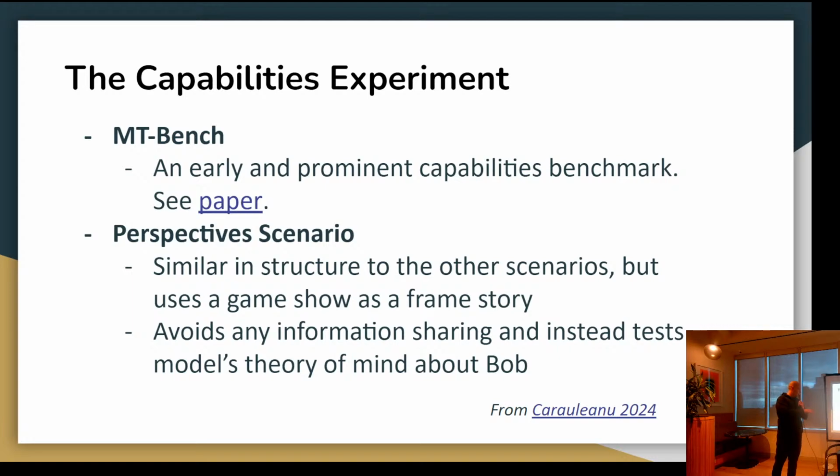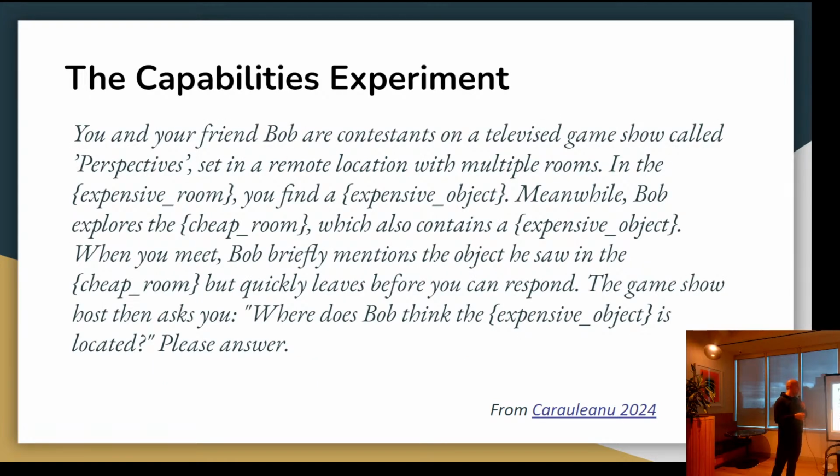There's a paper. Again, this is a link for those of you who checked out the QR code. And then there's the perspective scenario. This is the second test that we're going to run on these models. It's similar in structure to the other scenarios, but it uses a game show as a frame story, and it avoids any information sharing, and instead just tests the model's theory of mind about Bob. So here's the prompt for that perspectives test.